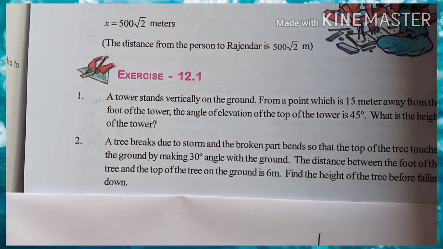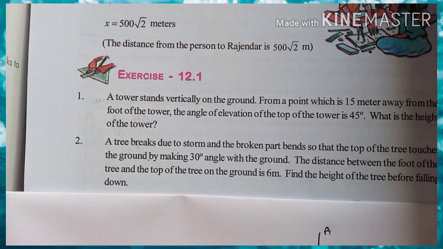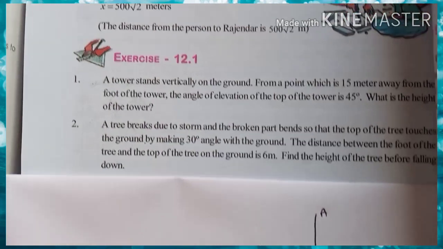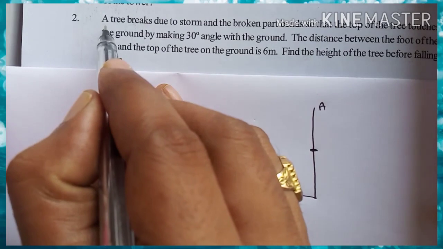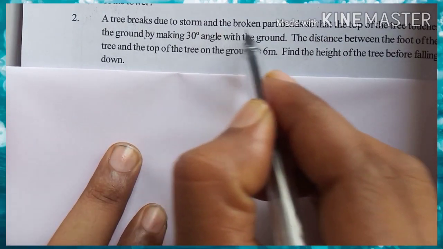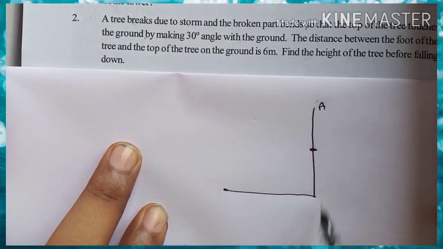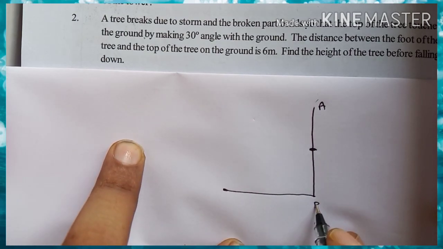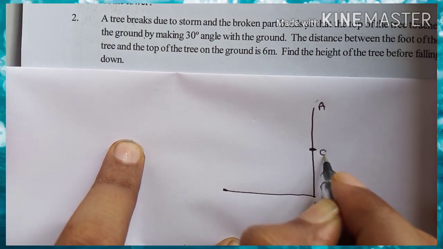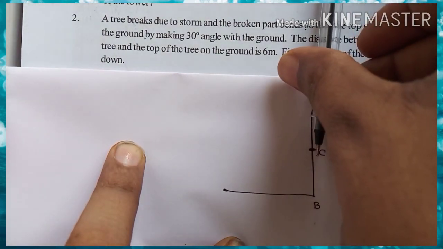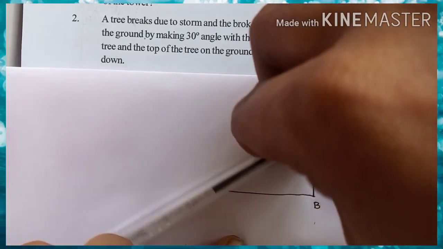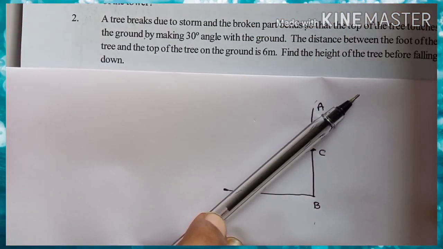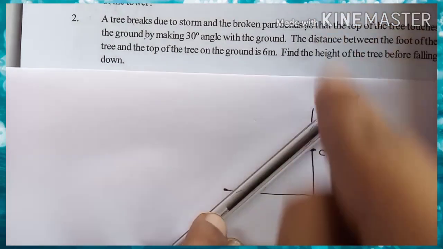This tree is broken. A tree breaks due to a storm and the broken part bends. This is a tree, let the tree be AB. The broken point is C. After breaking, it bends like this and falls down.